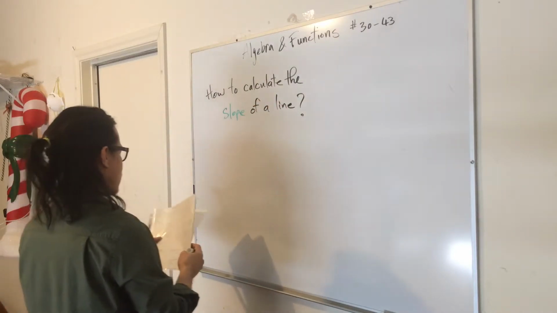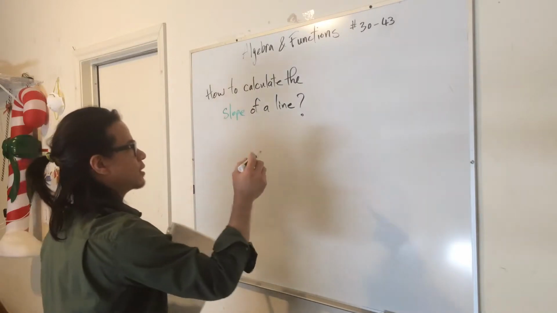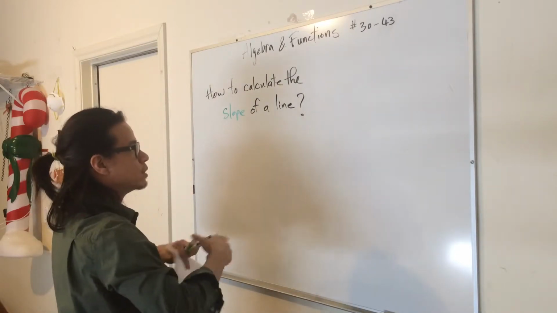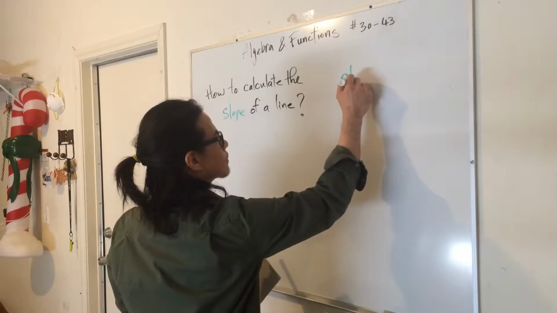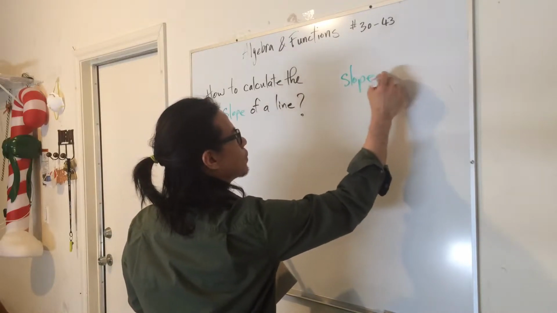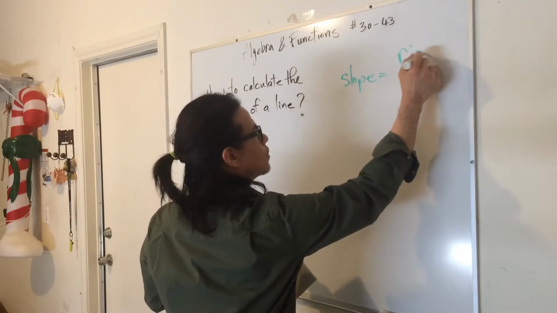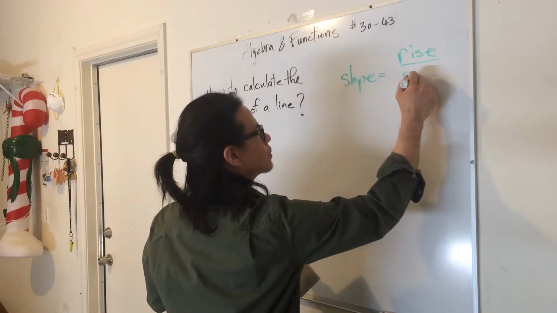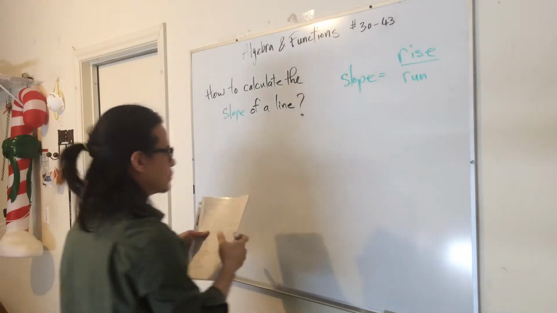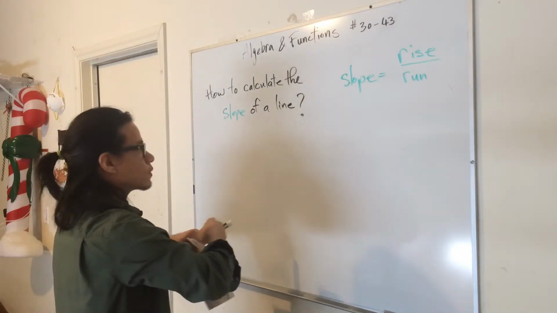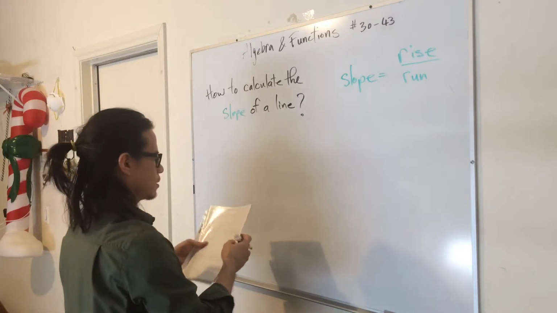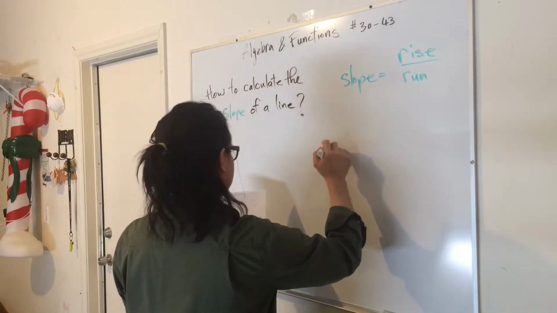Okay, so let's state that slope is equal to rise over run. Commit this to memory. We're going to see it quite a bit in the upcoming lessons.